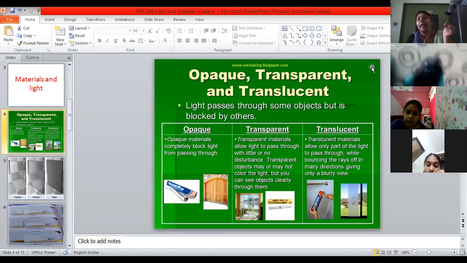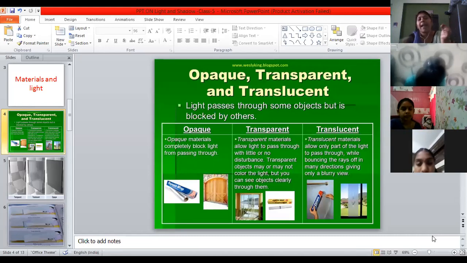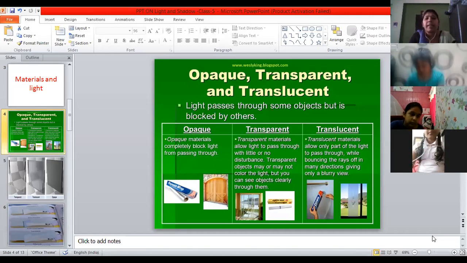Transparent material does not form any shadow. This is called transparent material. A piece of glass comes under transparent material. Okay, children. And what are the other examples of transparent materials? Materials that allow the light to pass through them are called transparent materials.